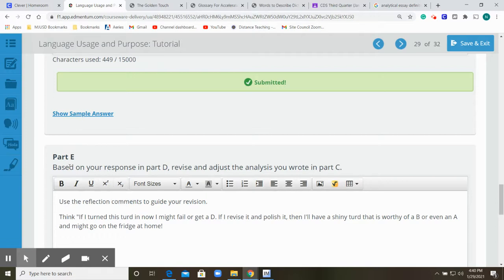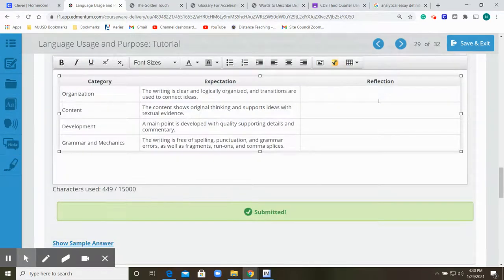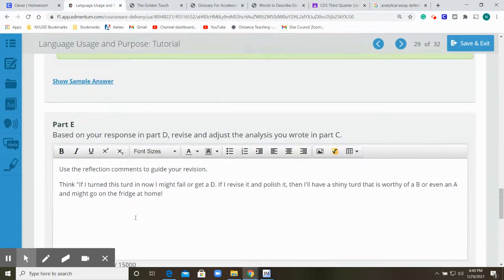Why do it? Part E: based on your response in Part D, revise and adjust. So why look at this reflection and adjust it? Why rewrite? We want to use the reflection comments to guide your revision. Think, if I turned this in now, I might fail or maybe get a D. If I revise it and polish it, then I'll have a shiny product that is worth a B or even an A and might go on the refrigerator at home. Okay? Don't turn in stuff that stinks.